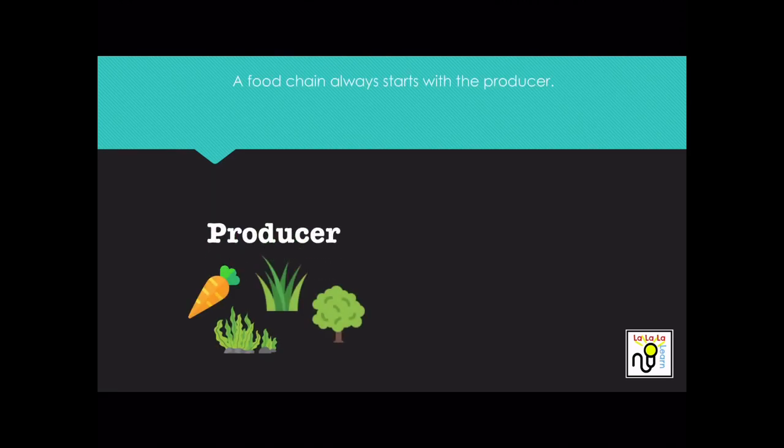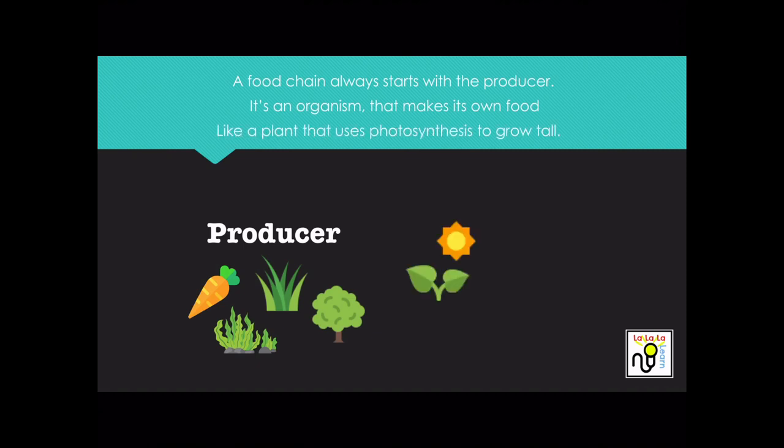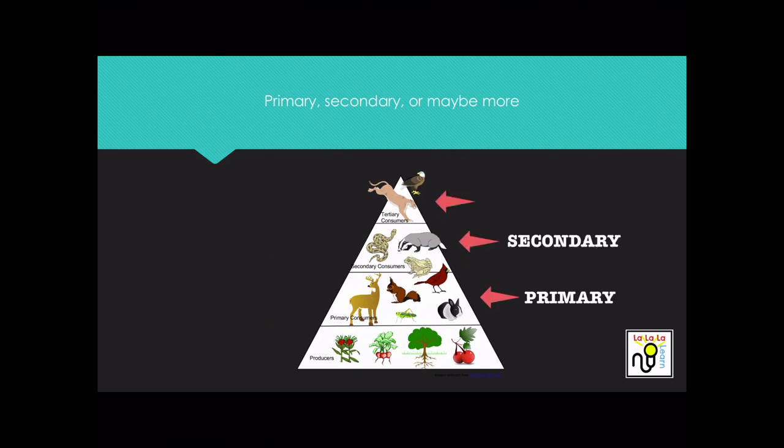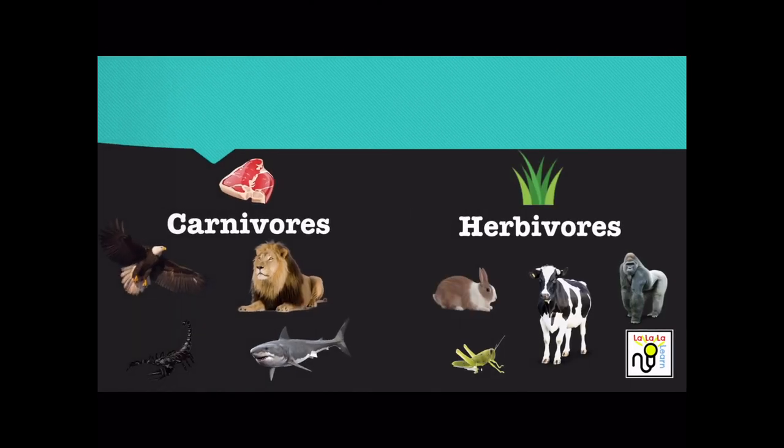A food chain always starts with the producer. It's an organism that makes its own food, like a plant that uses photosynthesis to grow tall. A consumer is what comes next, from a carnivore to a herbivore, primary, secondary, or maybe more. It depends on the chain you're looking at, y'all.